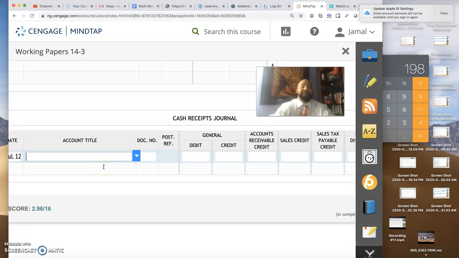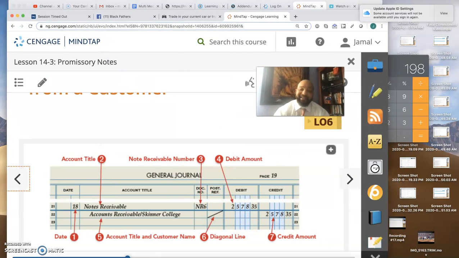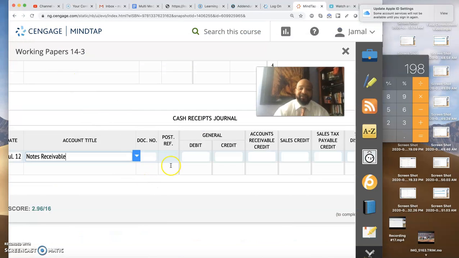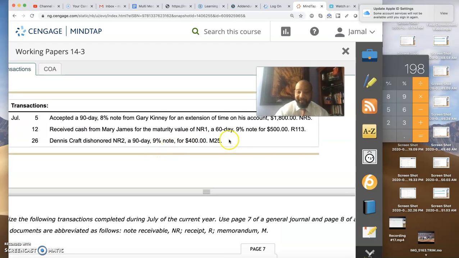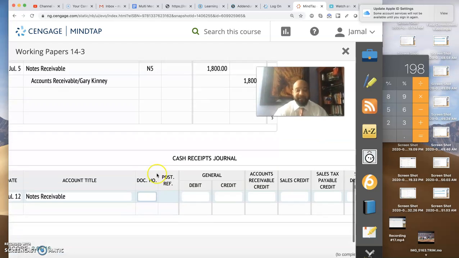Mary. Oh, it's notes receivable. Mary. No Mary? Man, let me check my cheat sheet. I would have thought, yeah, because it's just the notes receivable. That is it. It's notes receivable number 5. So let's put the document down. What's the document going to be? Document is going to be that receipt number, R113.